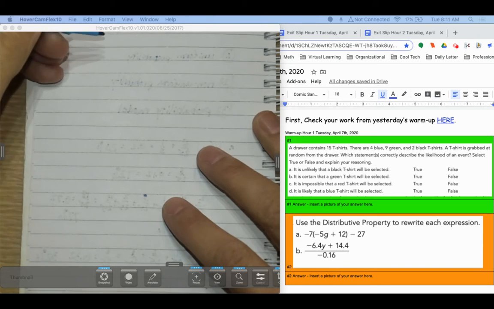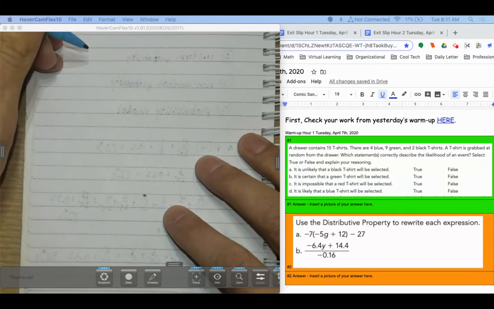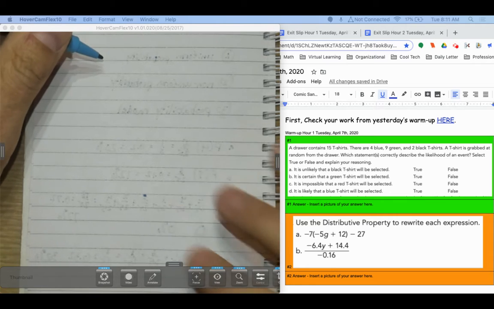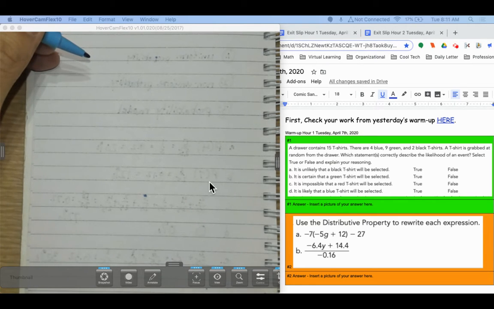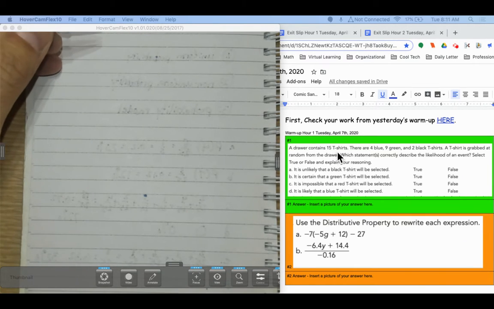All right, so this is our warm up from yesterday. A drawer contains 15 t-shirts. There are 4 blue, 9 green, and 2 black t-shirts. A t-shirt is grabbed at random from the drawer. Which statements correctly describe the likelihood of an event? Select true or false and explain your reasoning.